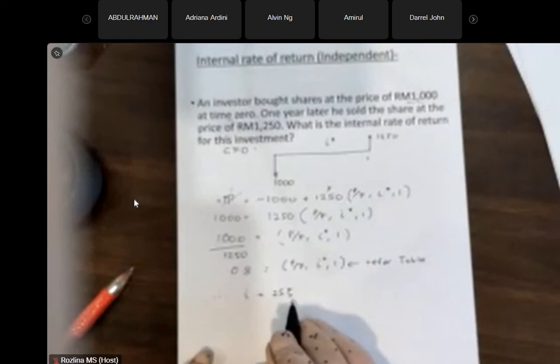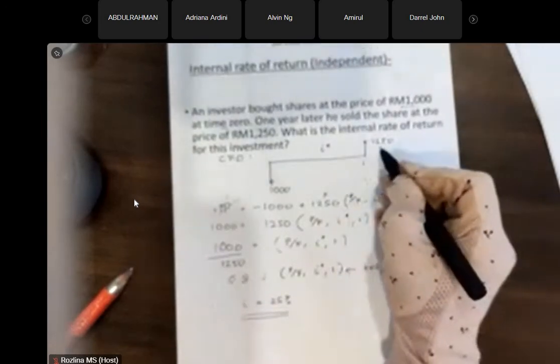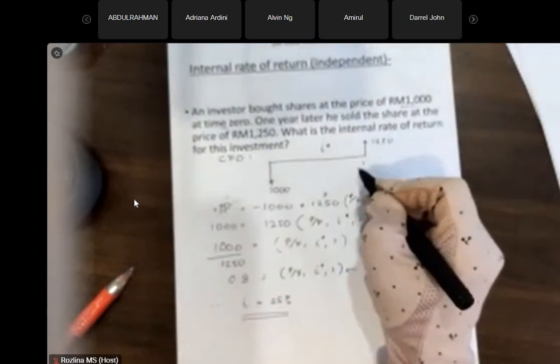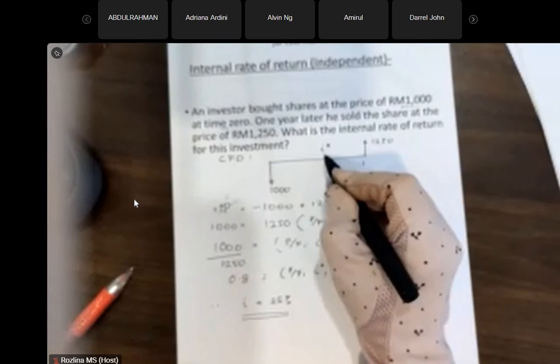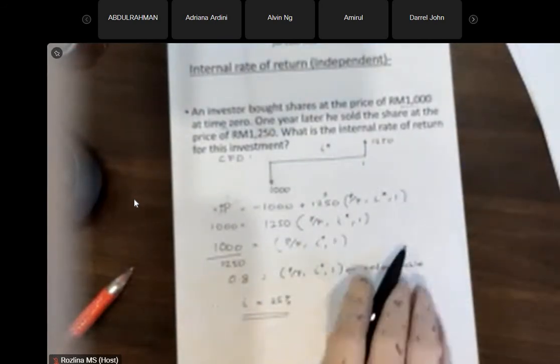So this one is 25%. If you want to get the 1,250 after 1 year later, so I should be 25%.